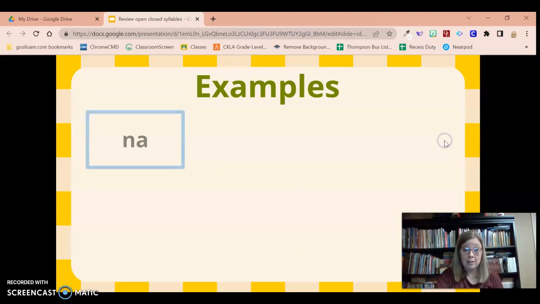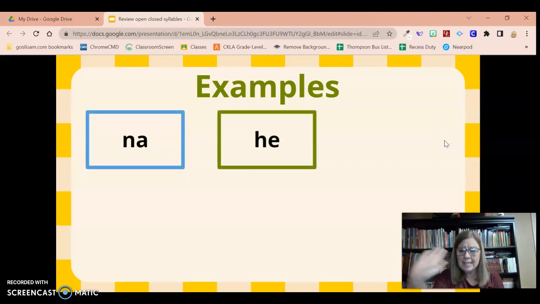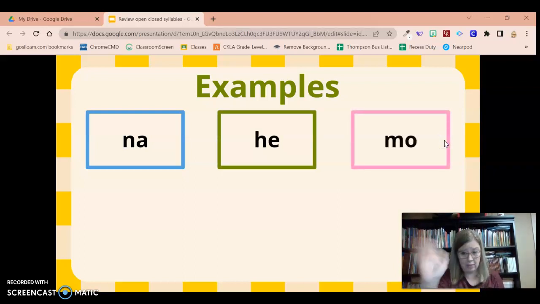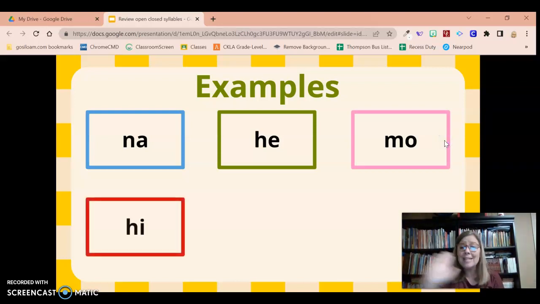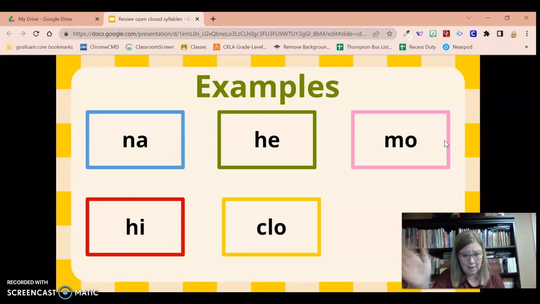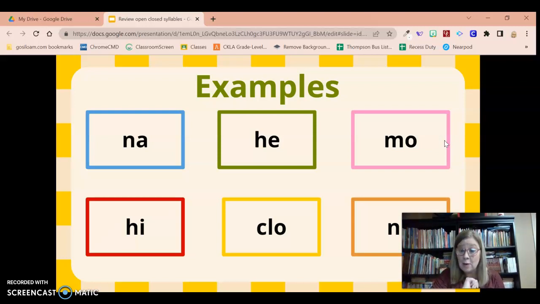Some examples here. There is nothing after the A, and so it is open and it says ay. There is nothing after the E, so it is open and it says ee. There is nothing after the O, and so it is open and it says oh. There is nothing after the vowel I, and so it says hi, it's open. There is nothing after the O. That O is open and it says oh. And there is nothing after the U, and that vowel is open and says oo.